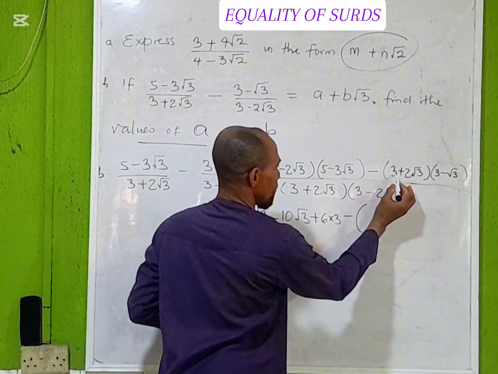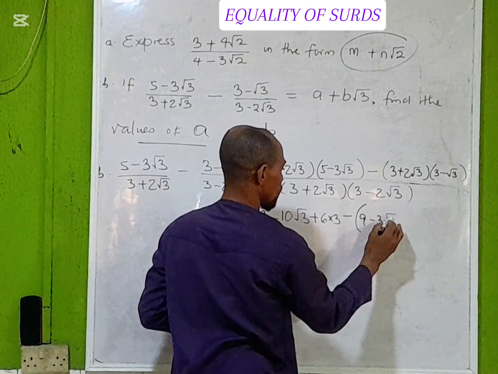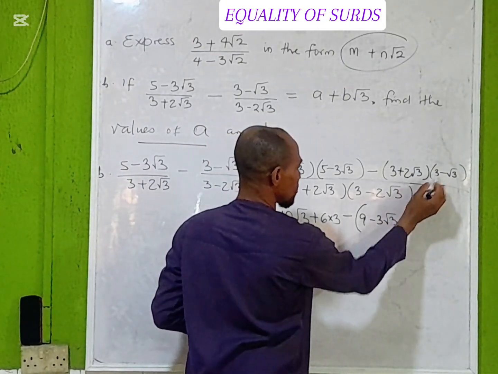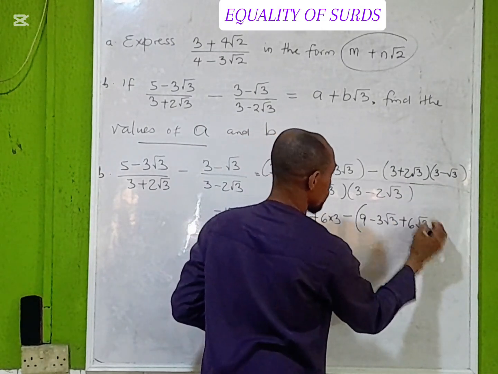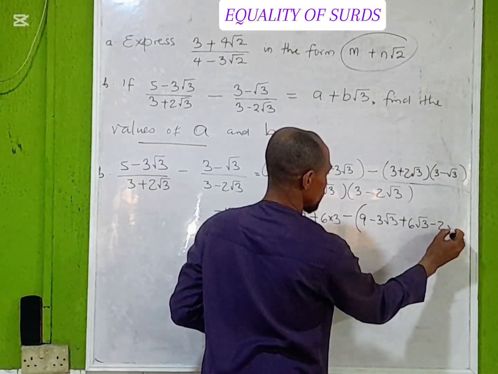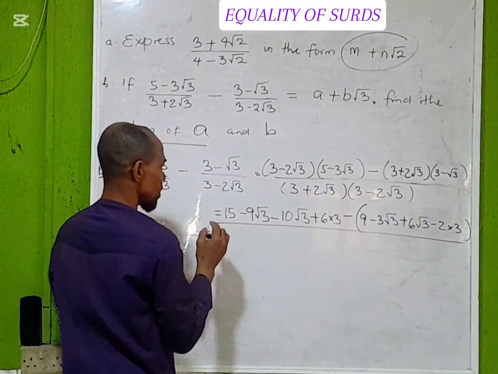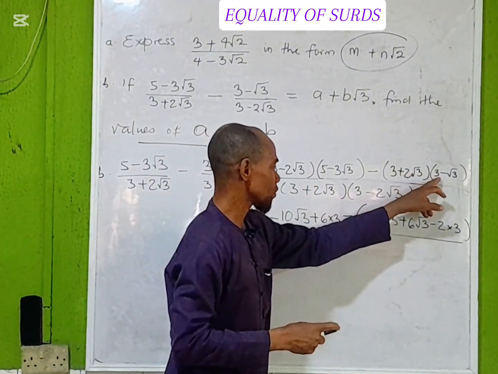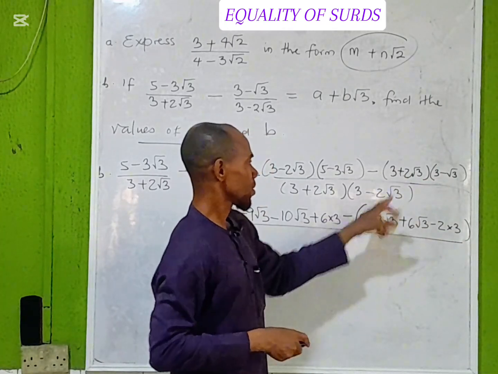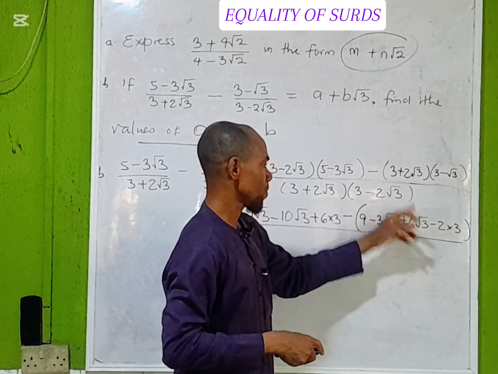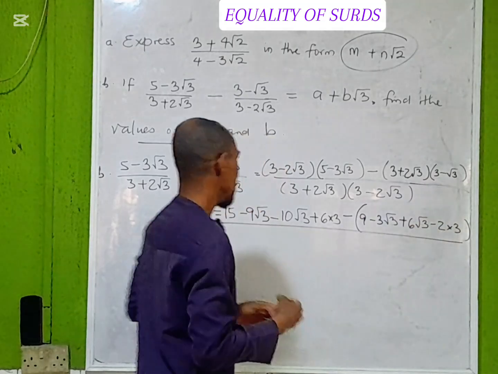I'll do the same here. 3 times 3, 9. 3 times minus root 3, minus 3 root 3. 2 times 3 plus 6 root 3. Minus 2 times minus 1, minus 2. Root 3 times root 3 is 3. Again, to be double sure, 3 times 3, 9. 3 times minus root 3, minus 3 root 3. 2 times 3, 6 root 3. 2 times minus 1, minus 2. And root 3 times root 3 is 3.